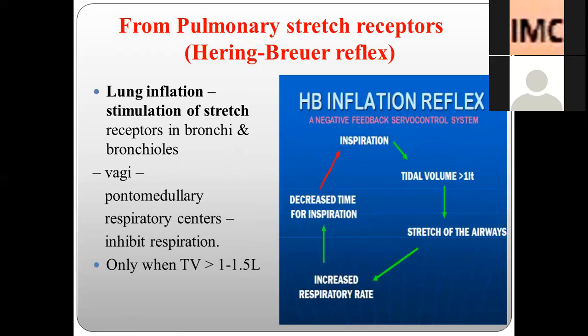Say, for example, you know that tidal volume is normally 500 ml. But if your tidal volume is more than 1 to 1.5 liters, what will happen? The lung will be inflated. And there are stretch receptors present in the bronchi and the bronchioles. They will be stimulated due to this stretch. This impulse is carried via the vagus to the pontomedullary respiratory centers, and there is inhibition of respiration. So the tremendous increase in tidal volume will be stopped. This particular reflex is known as the Hering-Breuer inflation reflex.